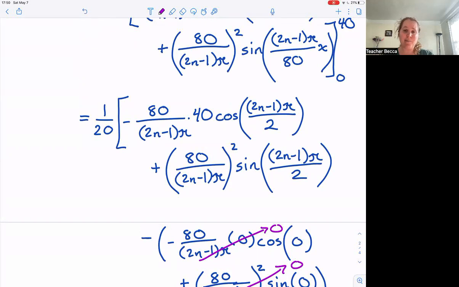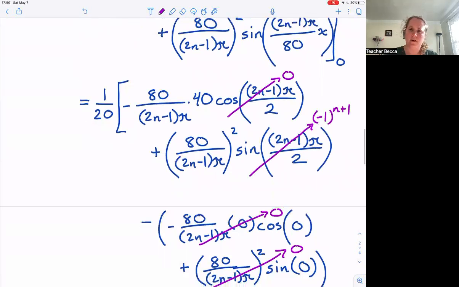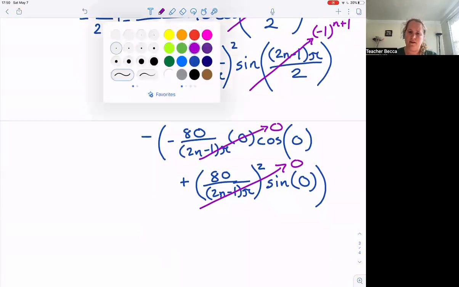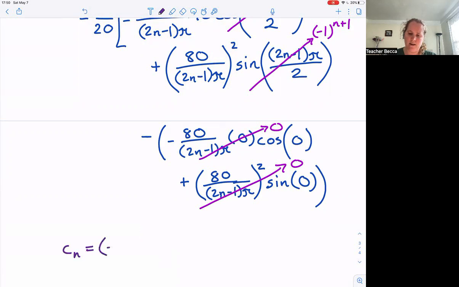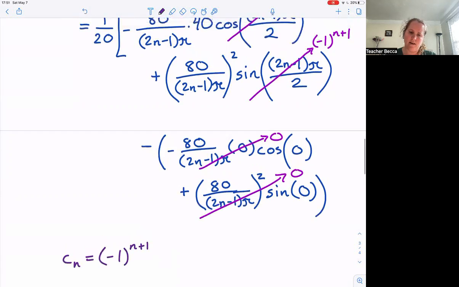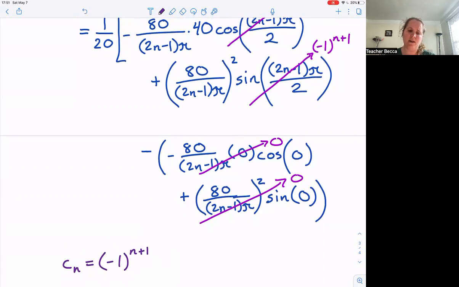These are precisely the odd multiples of pi over 2. So the cosine term goes to 0 since cosine of an odd multiple of pi over 2 is 0. The sine term winds up going to negative 1 raised to a power, and it winds up being just n plus 1. So our sine of 2n minus 1 pi over 2 goes to negative 1 to the n plus 1. So that is the only term we are left with. And we wind up getting, therefore, that our C sub n are equal to negative 1 raised to the n plus 1 times 1 over 20 times negative 80 over 2n minus 1 pi times 40.